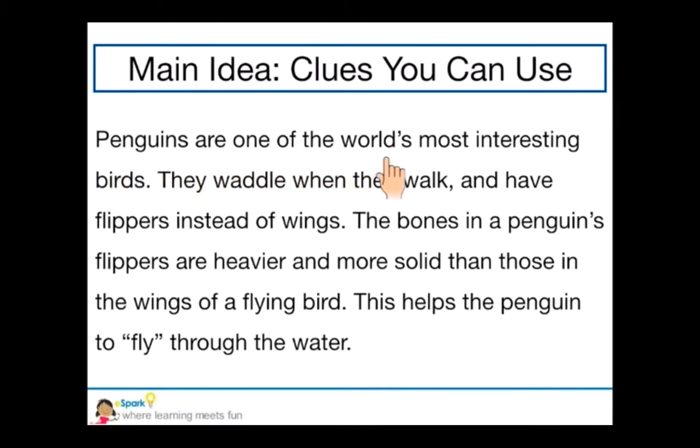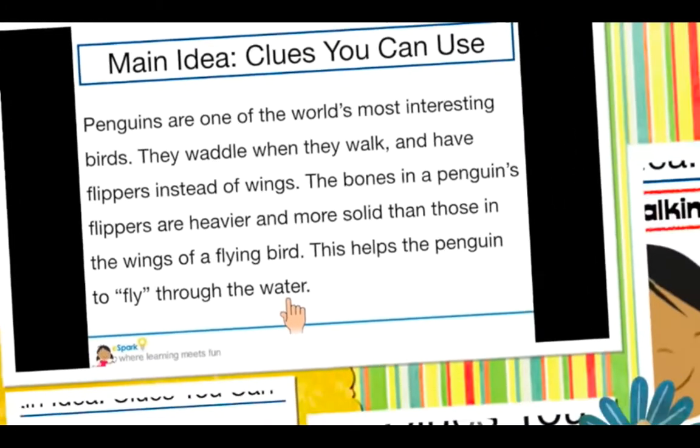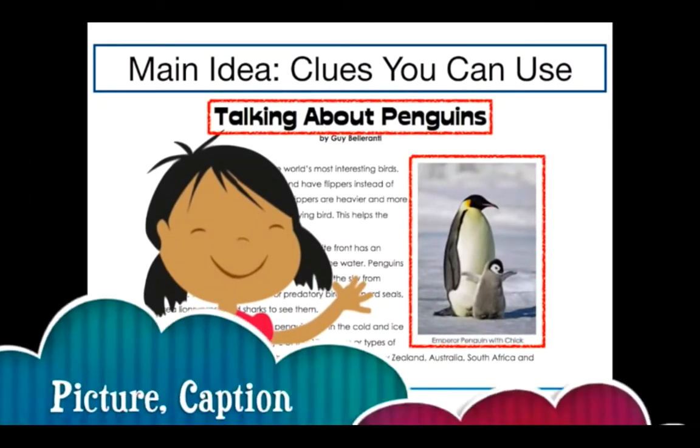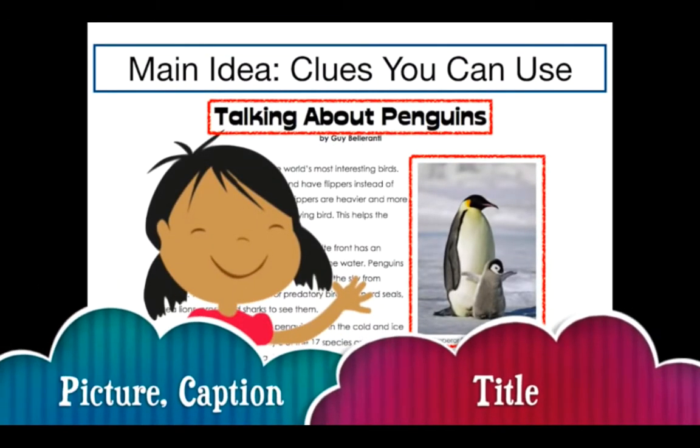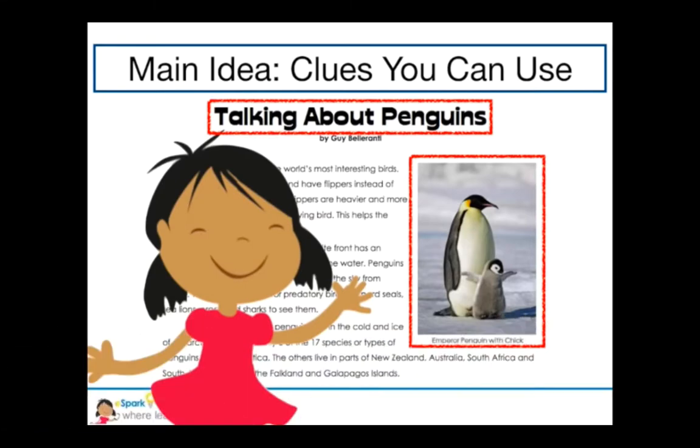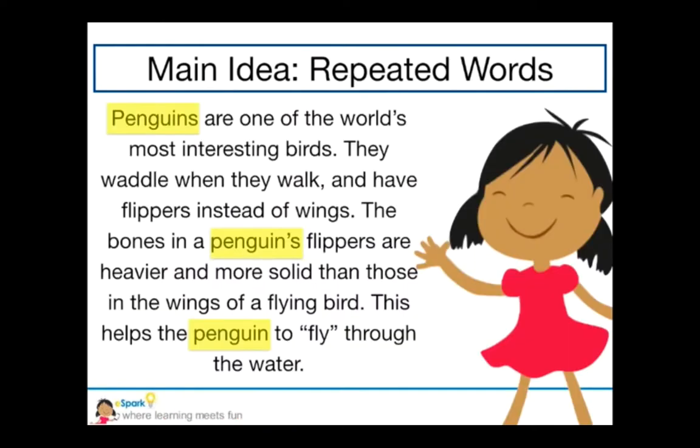Penguins are one of the world's most interesting birds. They waddle when they walk and have flippers instead of wings. The bones in a penguin's flippers are heavier and more solid than those in the wings of a flying bird. This helps the penguin to fly through the water. The picture, the caption, and the title allowed me to make a prediction that this article is going to be about penguins. But do you see any evidence in the paragraph we read that supports my prediction? Look how many times you see the word penguin in this paragraph.